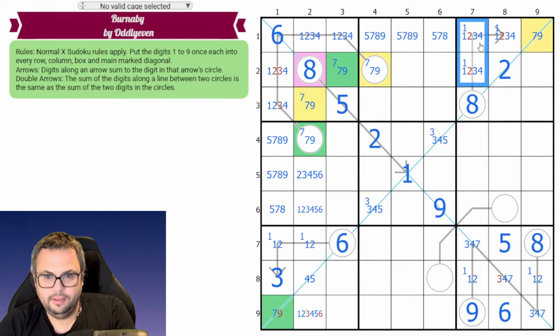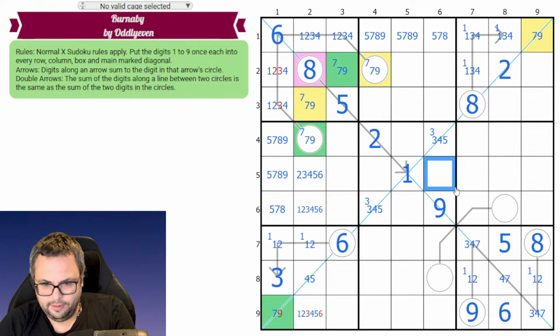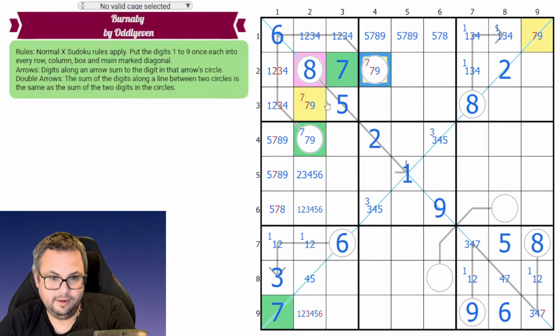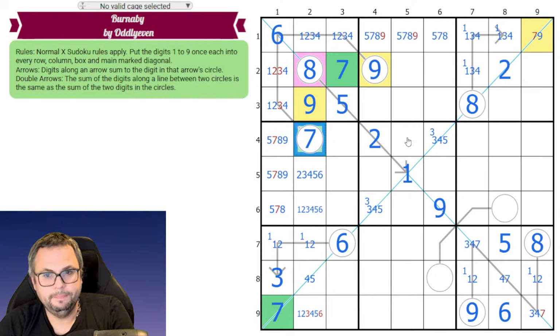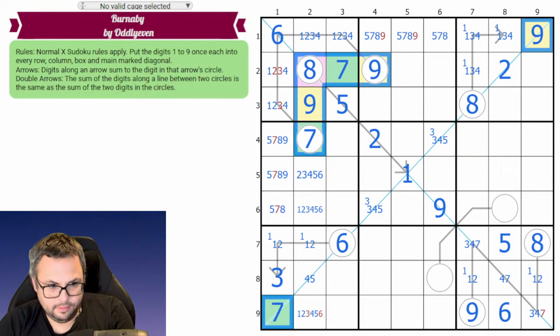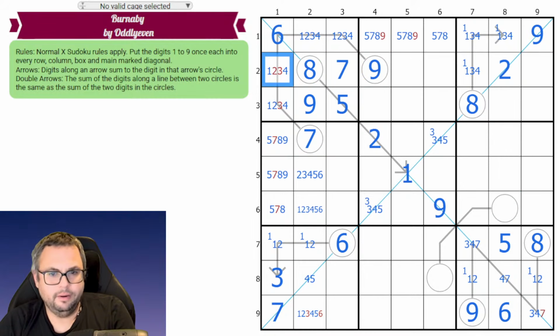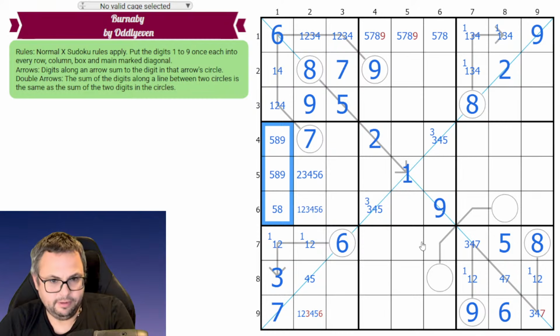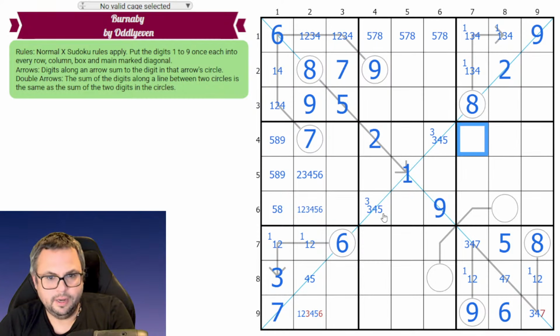8. These are 1, 3, 4. That's not a 3. That is a 7, 7, 9, 9, 7. 9. So there we go. So we've got a 2, 3, 3. None of these are 7. None of these are 9.